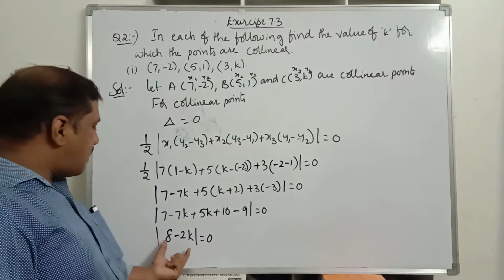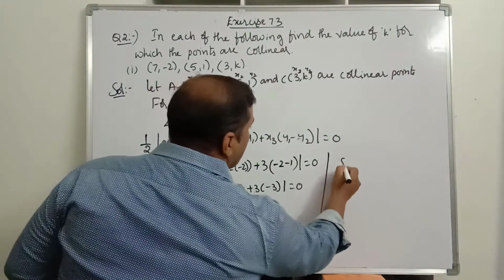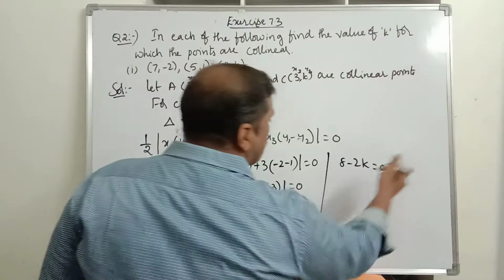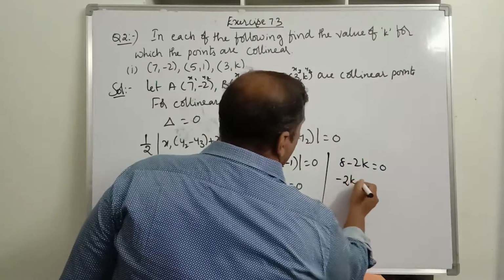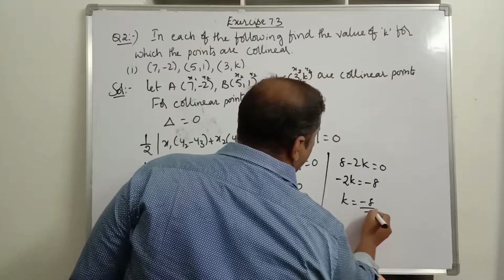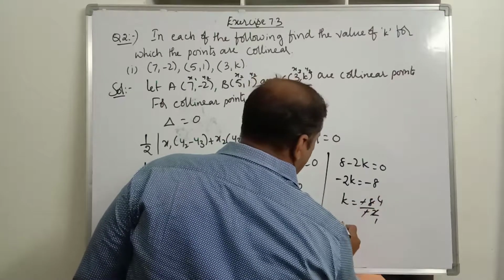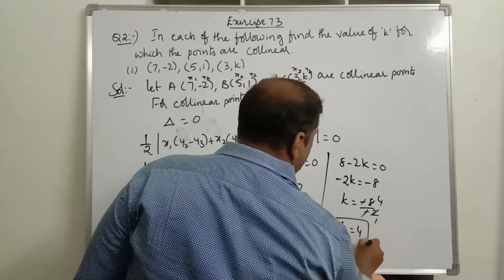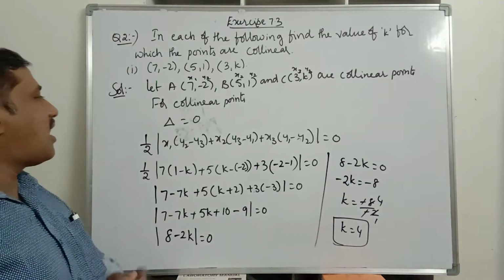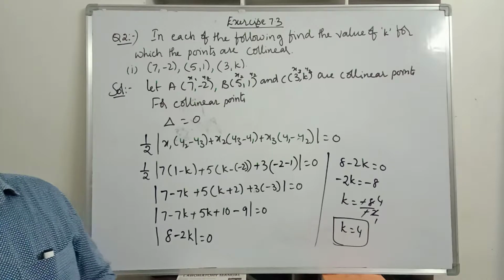Now the modulus of 8 minus 2k, if we remove it, we will get a positive value, therefore 8 minus 2k is equal to 0. Transpose 8 to the RHS, we get minus 2k is equal to minus 8. Then k is equal to minus 8 by minus 2. Minus and minus cancel. 2 fours are 8. Therefore k is equal to 4. Like this we will find the value of k by using the formula for the area of triangle ABC, and by simplifying we will get the value of k.